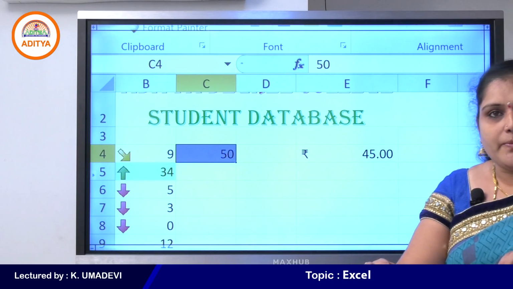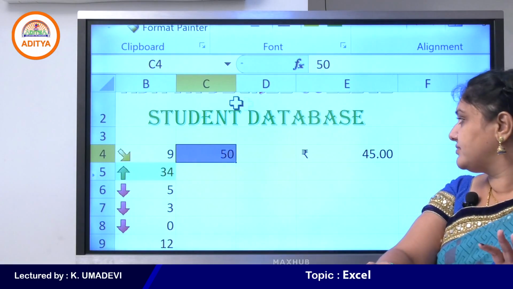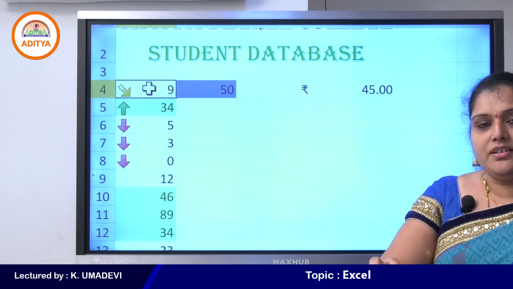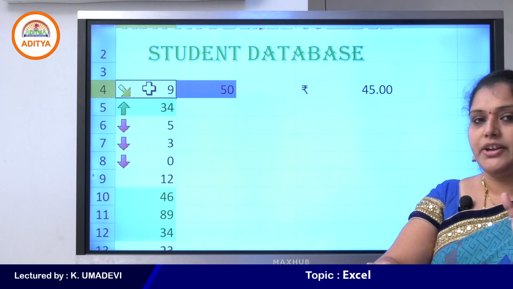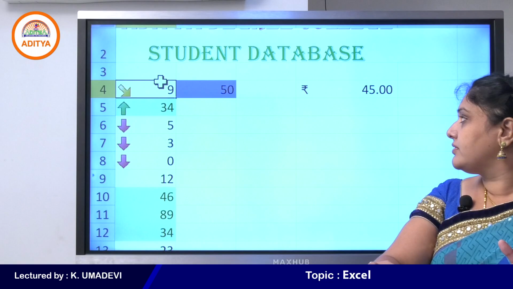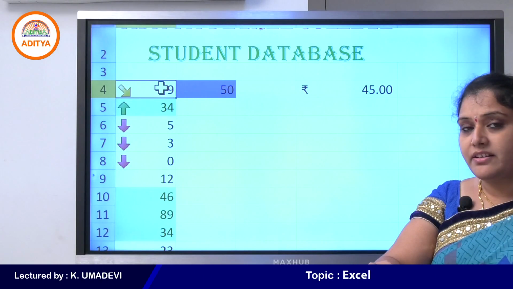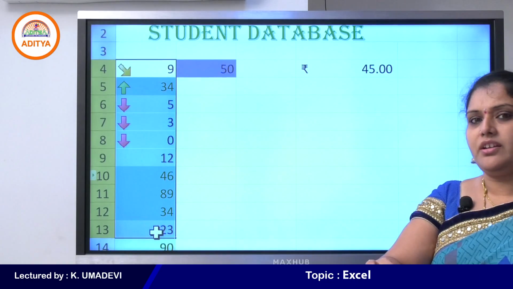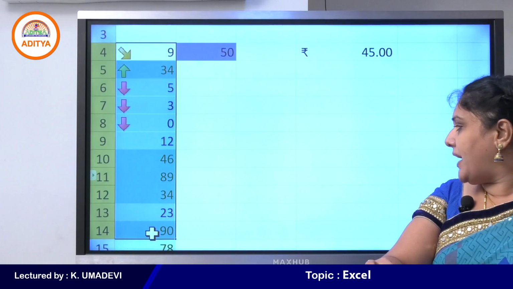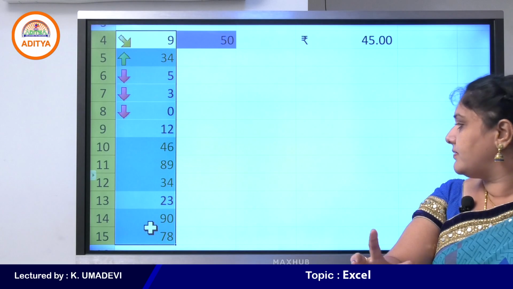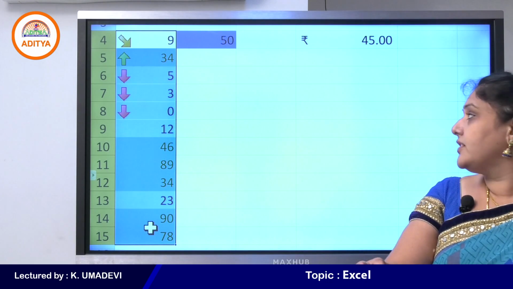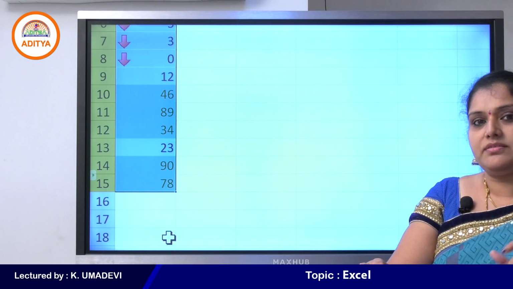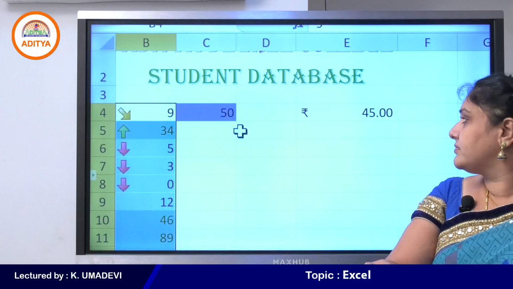Someone asked about how to select the data. So if you want to select the data, simply click on the first cell that you want to select the range. Click and drag down, in any direction, and my data is available. So click and drag down to the range of cells. So this is about the selection.